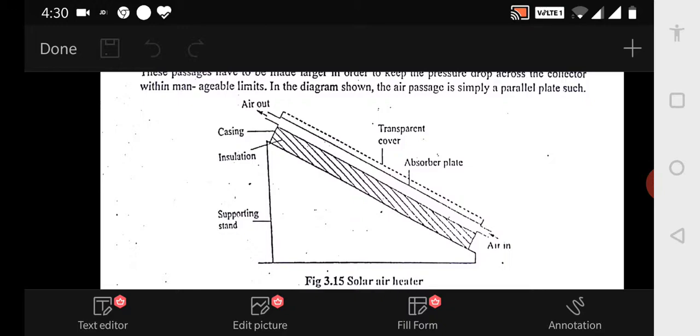So what happens, the sunlight is falling on the transparent cover, goes inside, and heats the absorber plate. Okay, and here there is no blower and all, due to density difference cold air enters from the bottom. As it gets heated up and takes away the heat from the absorber plate, it rises up and goes out from the top left side, you can see the air out. So this is where natural convective currents are formed.